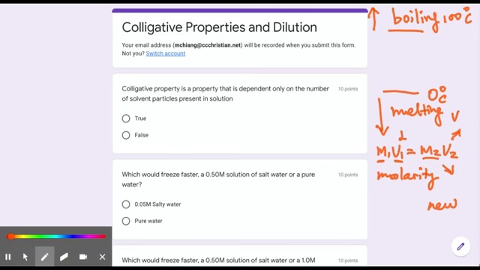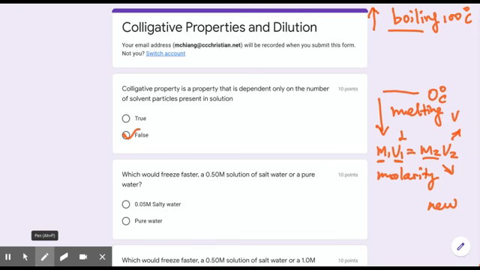Very straightforward. First, a colligative property is a property that is dependent only on the number of solvent particles present in a solution, which is true. Which is not true, my bad. Which is false, because colligative properties are properties that depend on the number of solute particles present in the solution. Okay? So it's false.